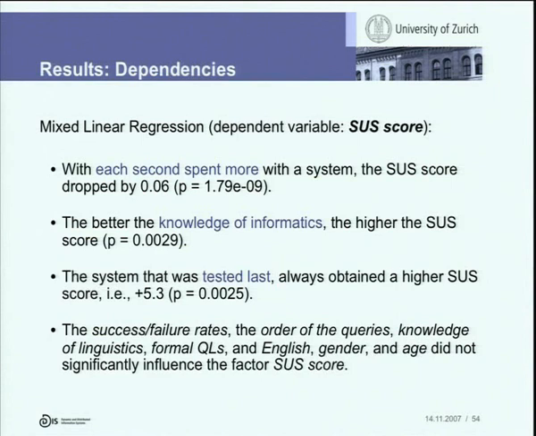The system that was tested last always obtained a slightly higher SUS score. Geez, I'm done, right? I can now be happy. Anything else that we could know did not factor in significantly. So it wasn't the success and failure rates. It wasn't the order of the queries. It wasn't how much you knew about linguistics, whether you knew English, what your gender was, or age. Nothing of that influenced your assessment of the SUS score, how happy you were with the system, which surprised us.